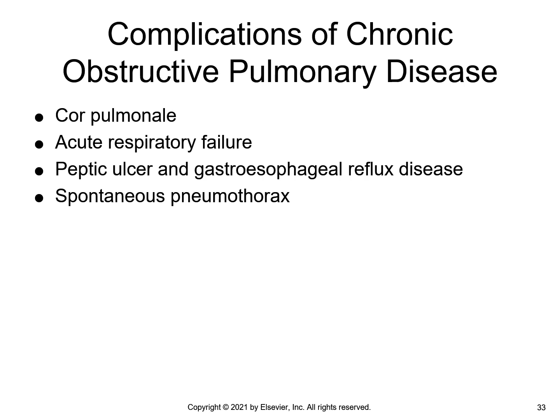Cor pulmonale is enlargement of the right side of the heart as a complication of pulmonary hypertension that is caused by constriction of the pulmonary vessels in response to hypoxia. To overcome the increased pressure in the lungs, the right side of the heart must pump more forcefully, causing enlargement.